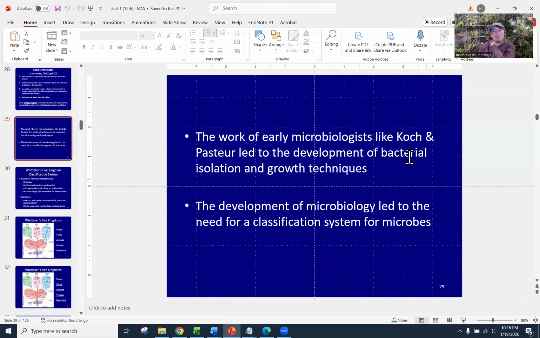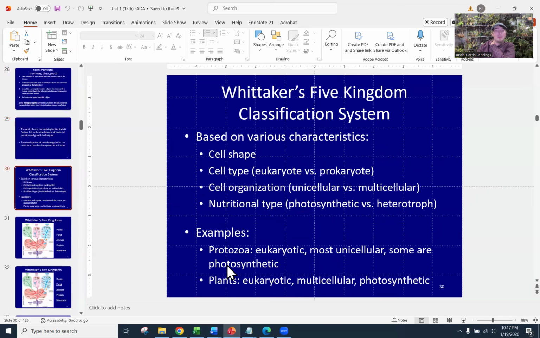And so it came to our knowledge that we need a classification system for how we talk about and classify these pathogens and microbes. And so we have the Whittaker classification system, which uses your cell shape, the complexity of the cell type, if it's eukaryotic or prokaryotic, if it has membrane-bound organelles or none, if it's unicellular or multicellular, and what type of nutrients it gets. Does it get it from the sun through photosynthesis, or from other organisms through heterotrophy?